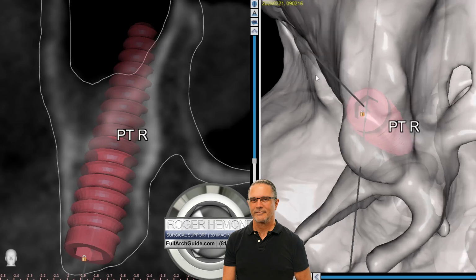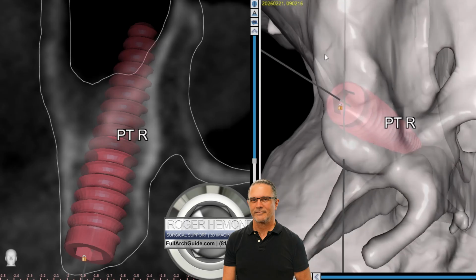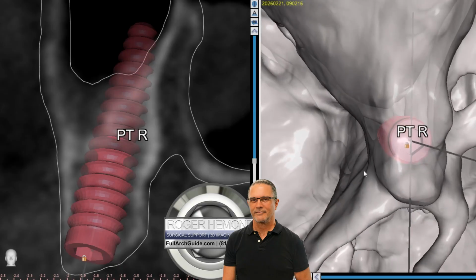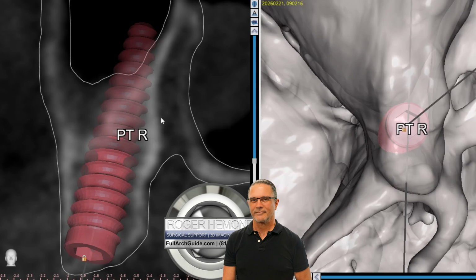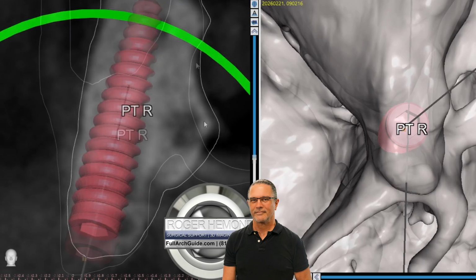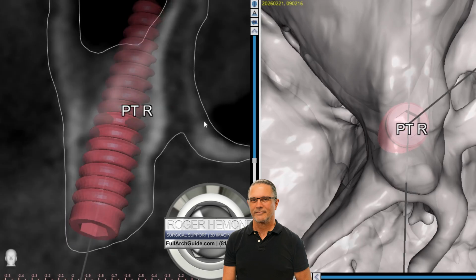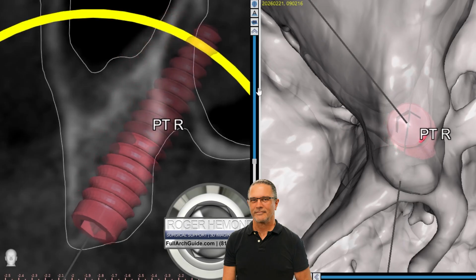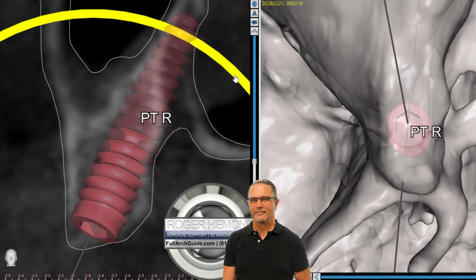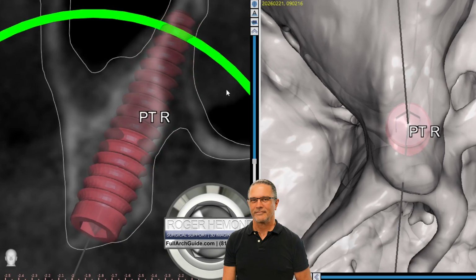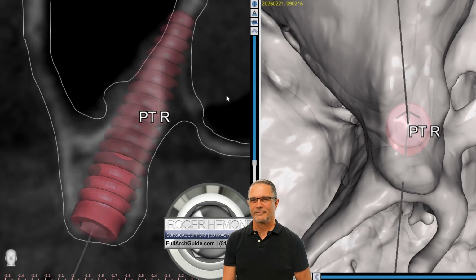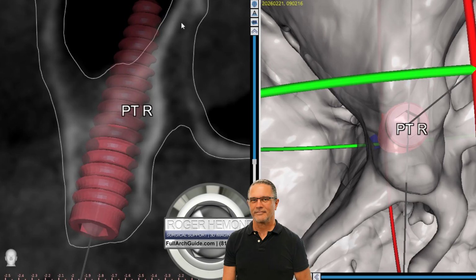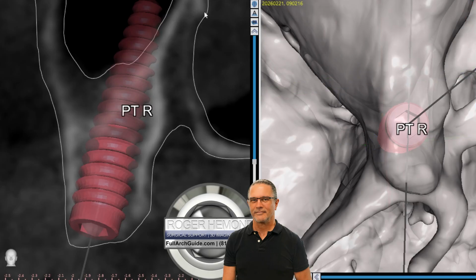And if we went ahead and moved forward with a literature-based approach where we're estimating position, we're estimating angles, and we don't have benefit of X-ray vision, we run a real serious risk of driving this implant right here. If we were going by the literature, this is where we would be. We would be directly intersecting this greater Palatine artery, greater Palatine canal.